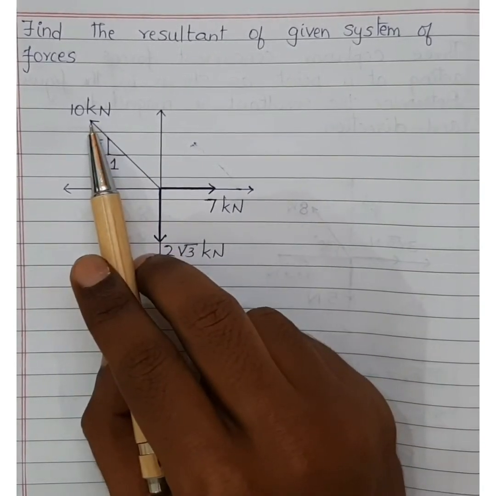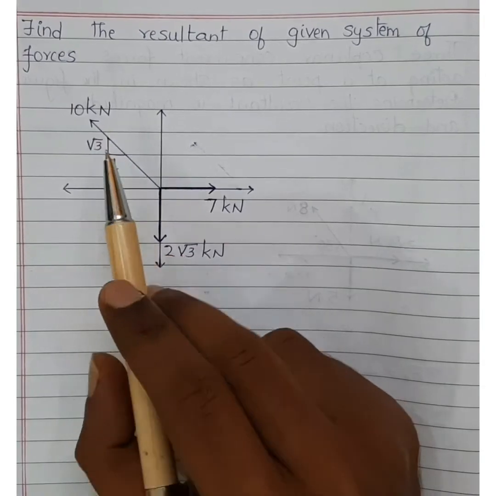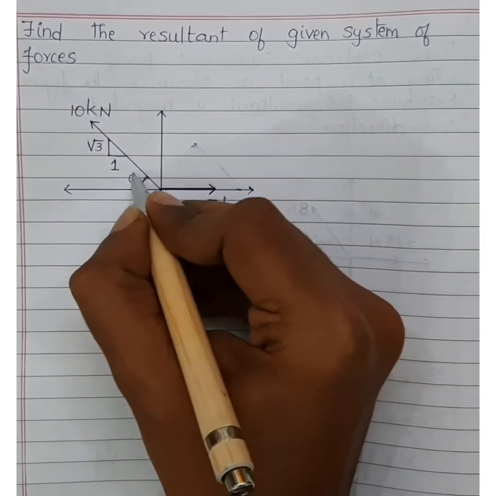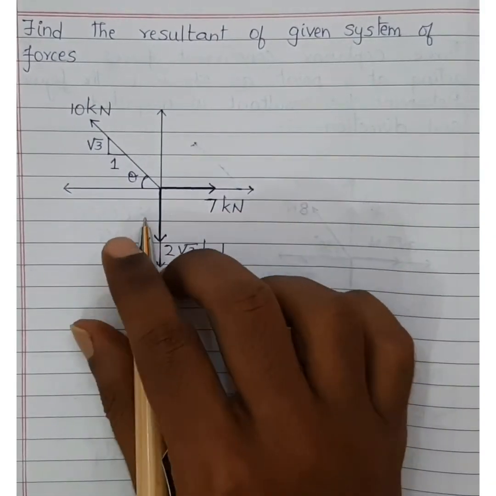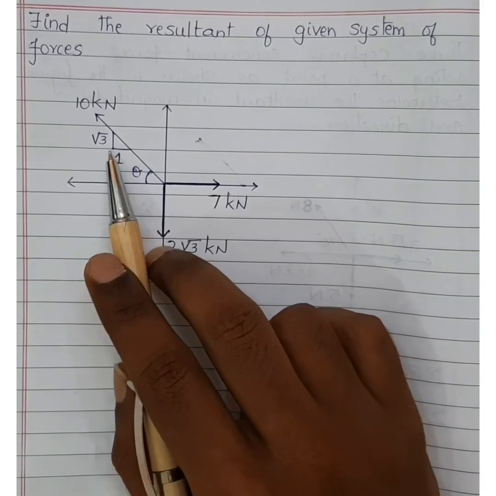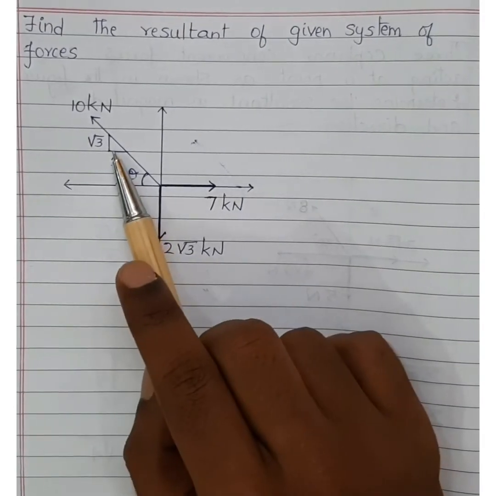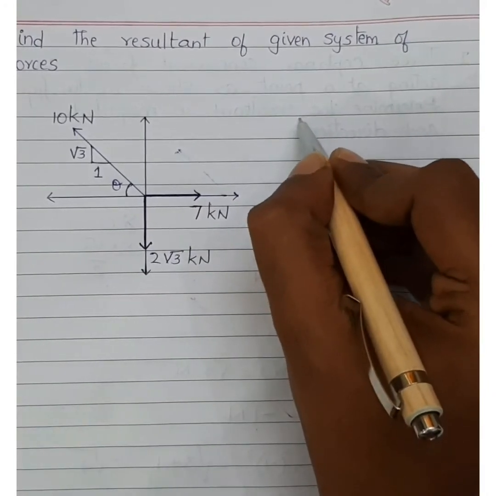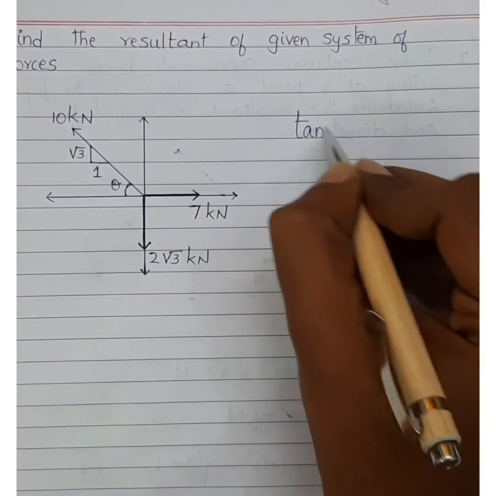Only this 10 kilonewton force we have to resolve. But in order to resolve this, we don't know this angle. Only if you know this angle will I be able to resolve. So instead of the angle, what they have given is the slope of this force. So from the slope, we can find the angle. How? We know that slope is nothing but tan theta.